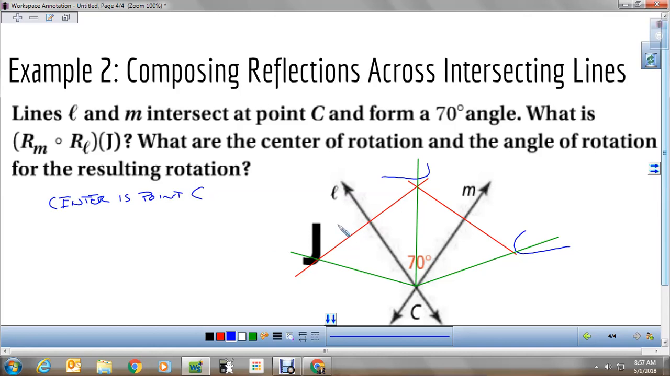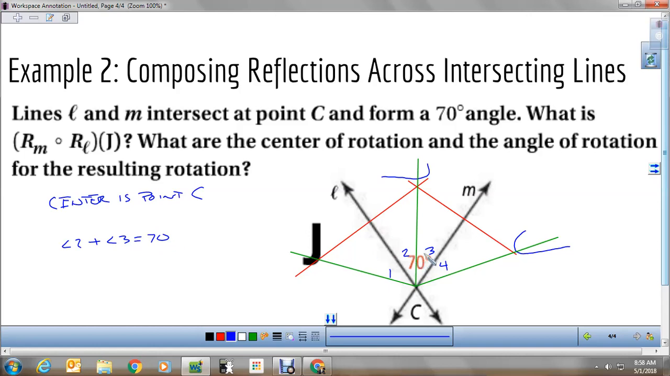And so what we have is our first angle here. We have angle 1. That's our first angle. We have angle 2, this one. We have angle 3, and we'll call this angle 4. So how many degrees do we move? Well, this whole thing is 70. So we know that angle 2 plus angle 3 equals 70 degrees.